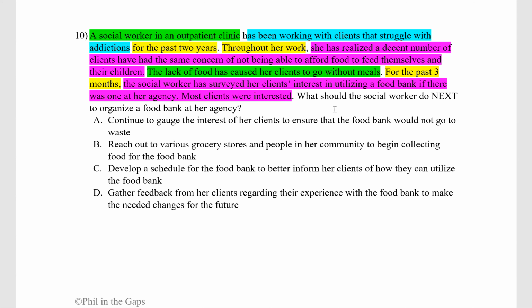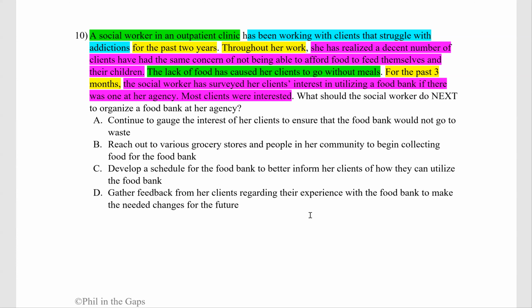What should the social worker do next to organize a food bank at her agency? A, continue to gauge the interest of her clients to ensure that the food bank would not go to waste. B, reach out to various grocery stores and people in her community to begin collecting food for the food bank. C, develop a schedule for the food bank to better inform her clients on how they can utilize the food bank. Or D, gather feedback from her clients regarding their experience with the food bank to make the needed changes for the future. Keep those in mind as we look back at the question.